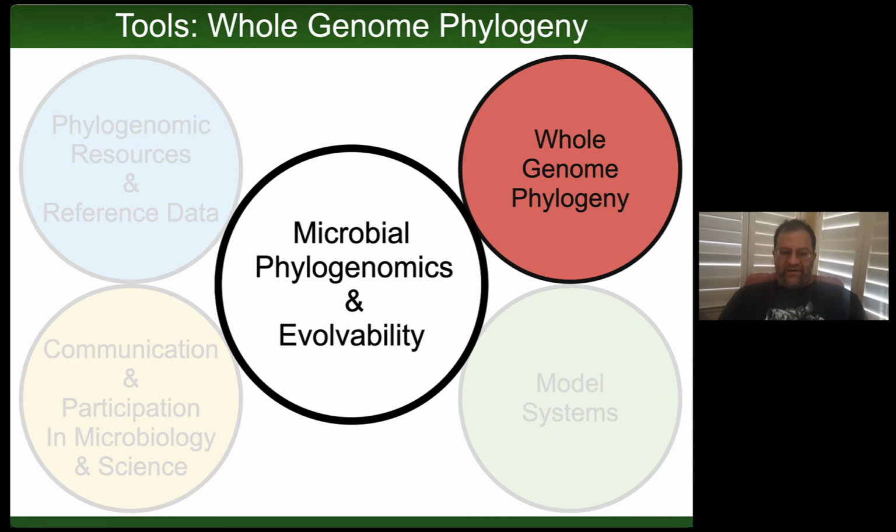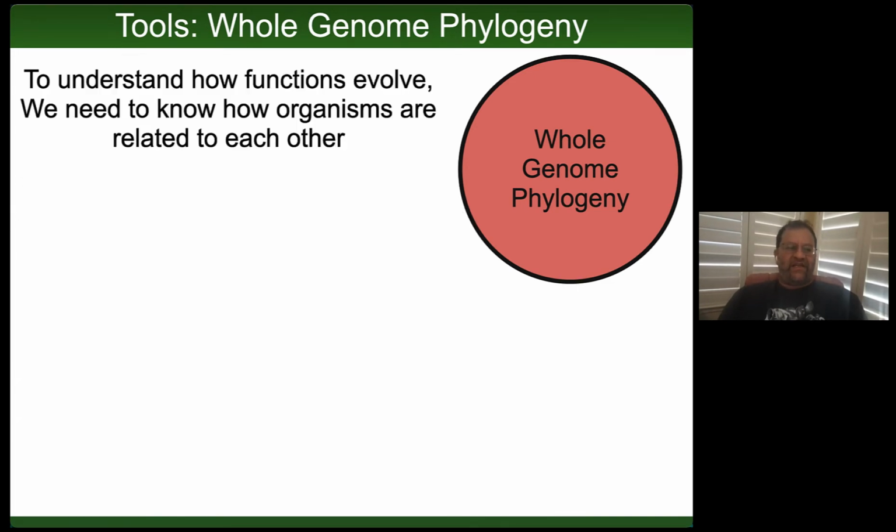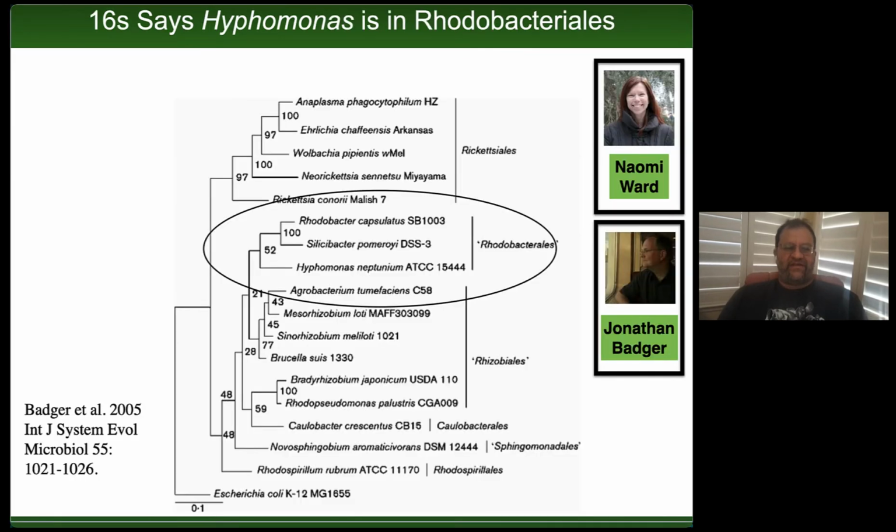Another key thing for doing this type of analysis is to build whole genome trees, whole genome phylogeny, and basically to understand how functions evolve, we want to know how organisms are related to each other. And it turns out the whole genome is a very useful tool for inferring this. And just to give you an example, there are many of these out there.